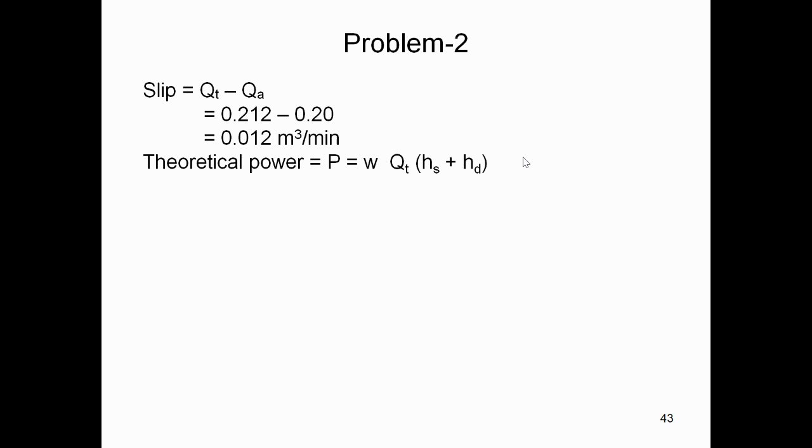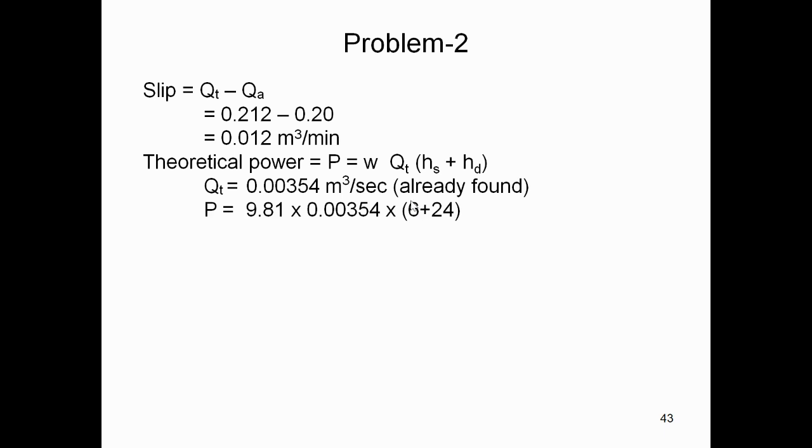Next, what you have to find? The final one, power. We know the power formula: P is equal to W into QT into (HS plus HD). We know all these values, so we can substitute them in this formula: W is 9.81, QT is 0.00354, HS is given as 6 and HD is 24. So we'll get power equal to 1.0418 kilowatt.